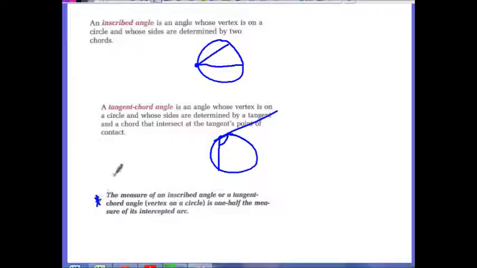Now, here's going to be our first theorem. The measure of an inscribed angle or a tangent chord angle, in other words, an angle whose vertex is on the circle, is 1/2 the measure of its intercepted arc. So, here's what it means. Whatever my arc is, my angle is going to be 1/2 of it. And there's my first theorem.